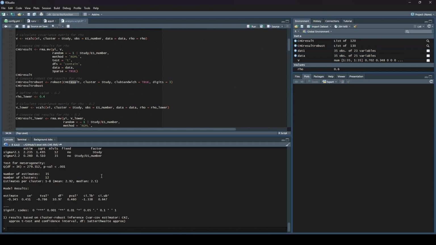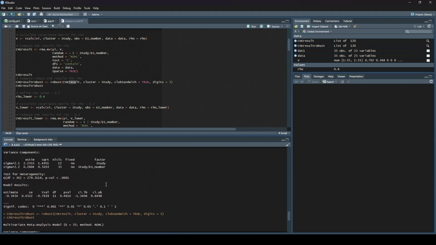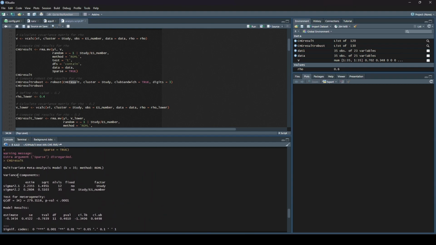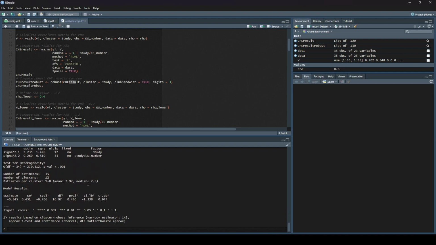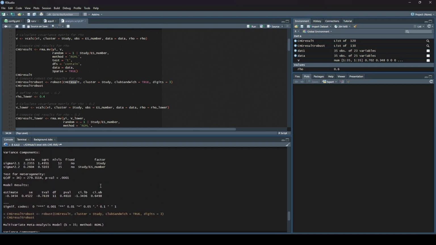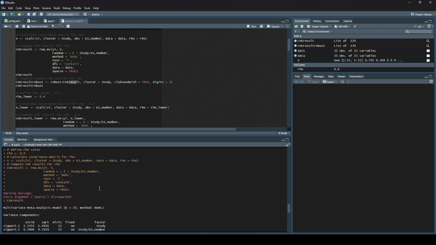Thing to be careful of is, of course, make sure you don't misinterpret, right? So what I mean by that is if you decide to print the overall CHE result without the robust variance estimation, it's going to look very similar in your results section down here as the one with robust variance estimation. So let's take a look actually at this particular example and see what's different.